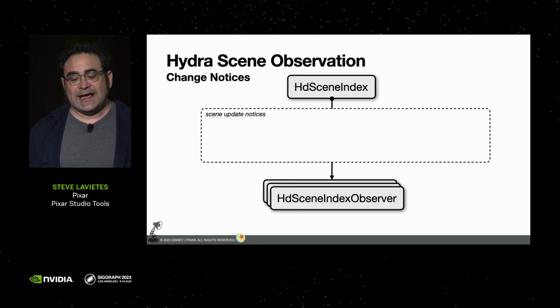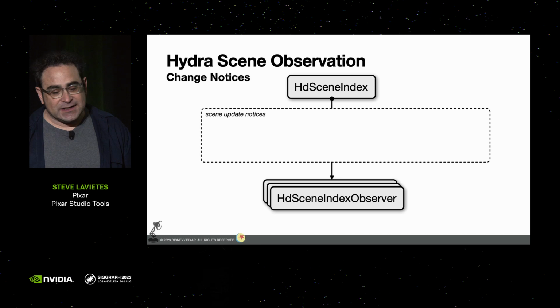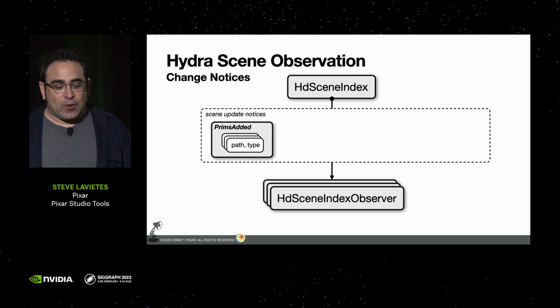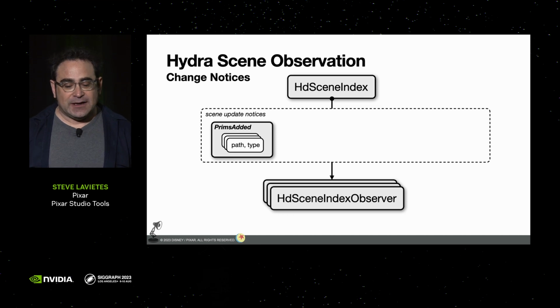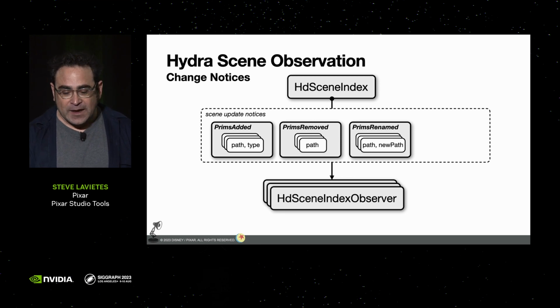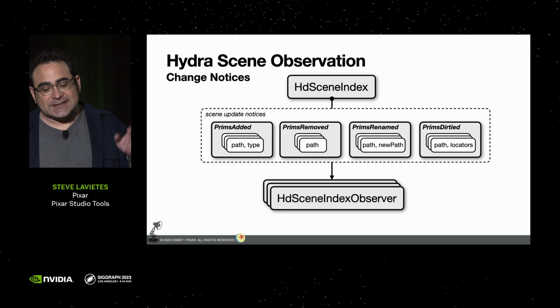So Hydra 2 has this notion of Hydra scene observation. So any scene index can have registered observers which will receive change notices and information about that scene. So for example, every scene index observer that's listening to it will learn in these vectorized notices what prims were added. So you get a list of prims and what type each prim is. Same thing with removed. We have a way of expressing when things are renamed, in case it's more efficient than add and remove. But the really exciting one is that you get a vectorized set of which prims are dirtied. So for each entry, you get the path to the prim, and you get a set of locators.